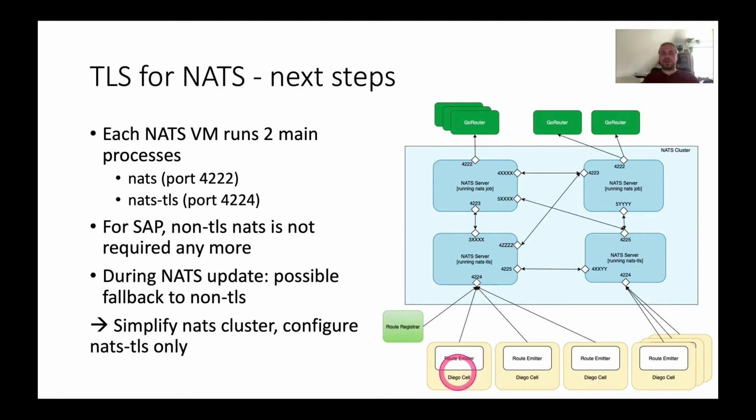However, in certain scenarios, they might be falling back to the unencrypted NATS server, and to prevent this, it would be very beneficial getting rid of the unencrypted NATS jobs. And this is also what we intend to contribute within this year. And we want to have a configuration option to only have the NATS cluster consisting of NATS TLS nodes. So a VM will then only host the NATS TLS job, and we get rid of the NATS job.